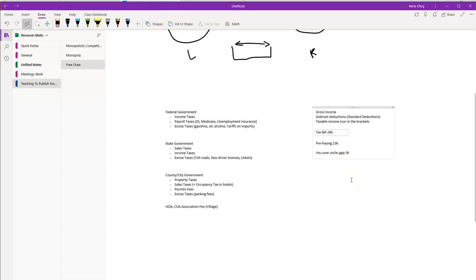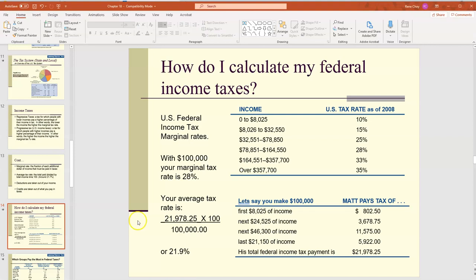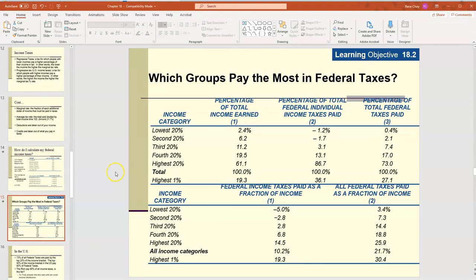All right, so that's the basic way in which we pay income taxes. Most people normally get a tax refund, and the reason you get a tax refund is because you overpaid in your taxes. In other words, your tax bill is less than your prepaid amount, and therefore Uncle Sam sends you money back.